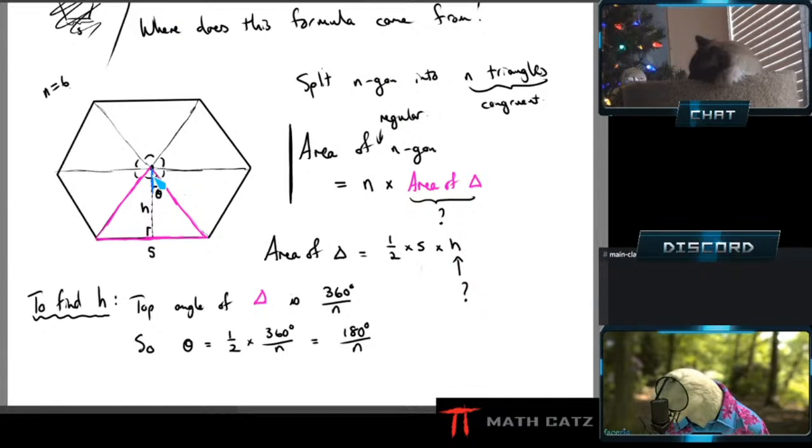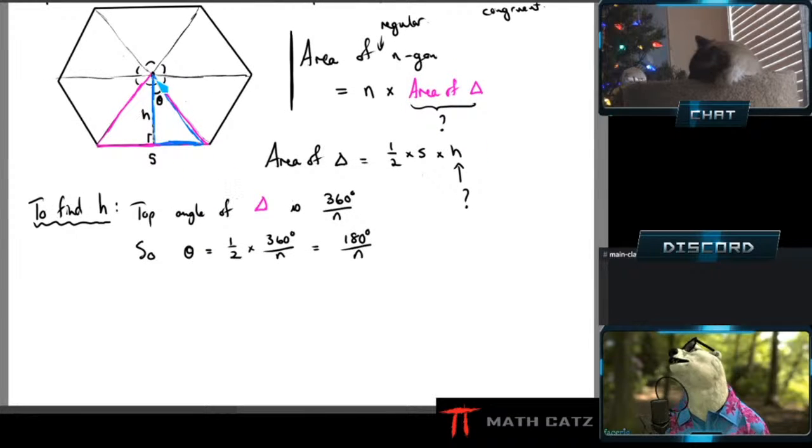Let's make it blue. So I want to get to a right angle triangle so I can bring in my trigonometric functions, because they're going to relate an angle to a side length. So if I look at this blue right angle triangle, I have a side length here, this bottom one, which is exactly a half of S, because I split this in two. I have my theta, and I want to find H.